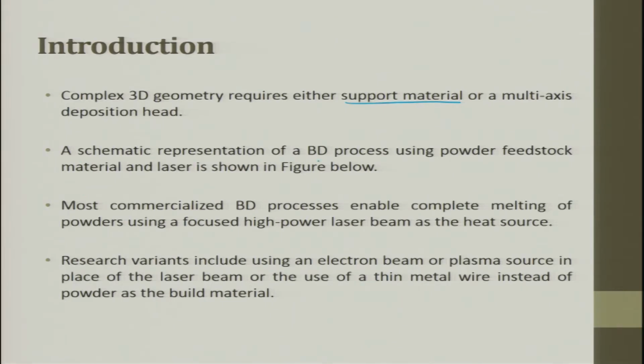A schematic representation of a beam deposition process using powder feedstock material and laser is shown in the next slide. Most commercial beam deposition processes enable complete melting of the powder using a focused high power laser beam as a heat source. Research variants include using an electron beam or plasma source in place of the laser beam, or using a thin metal wire instead of powder as a building material.